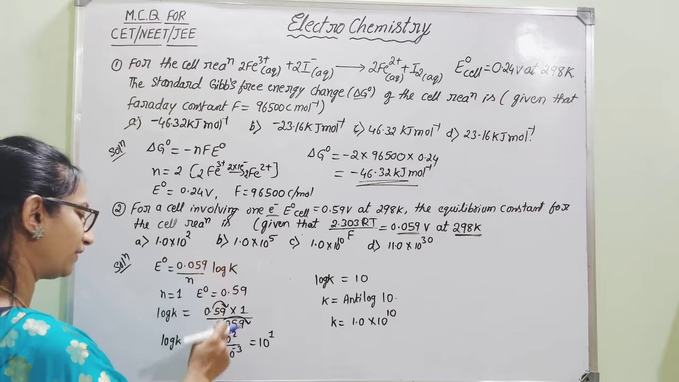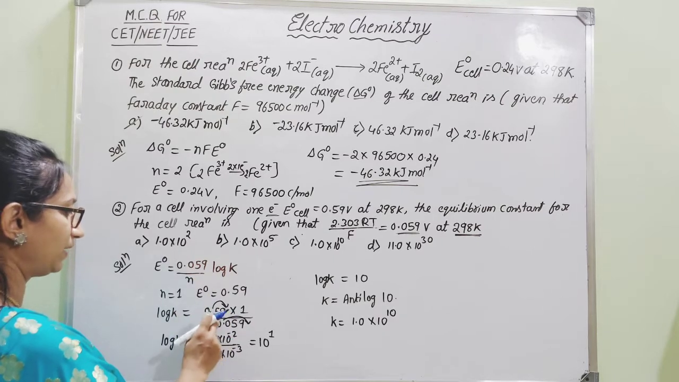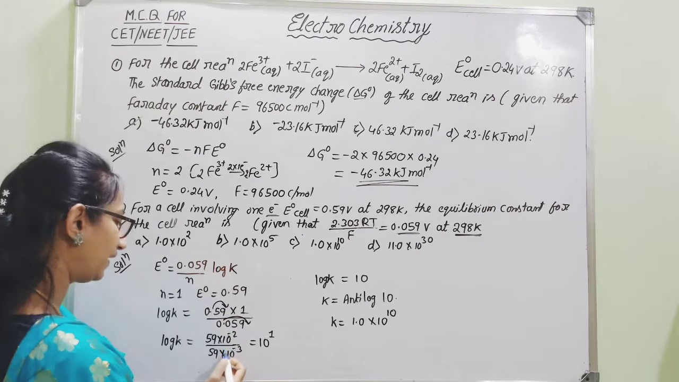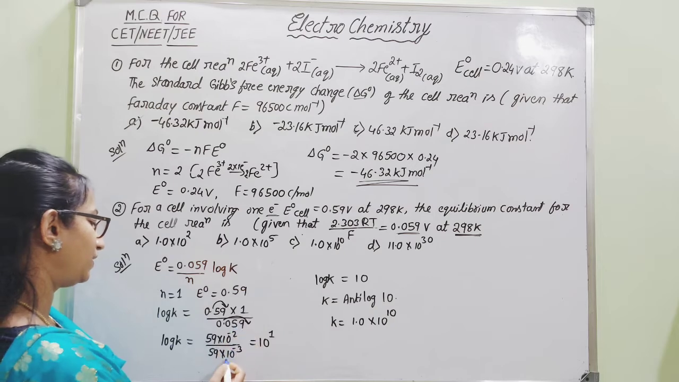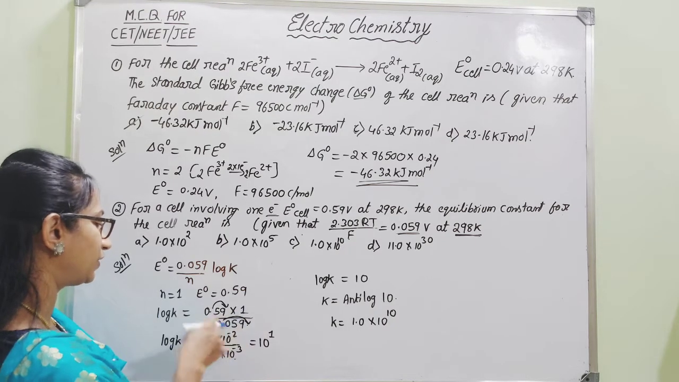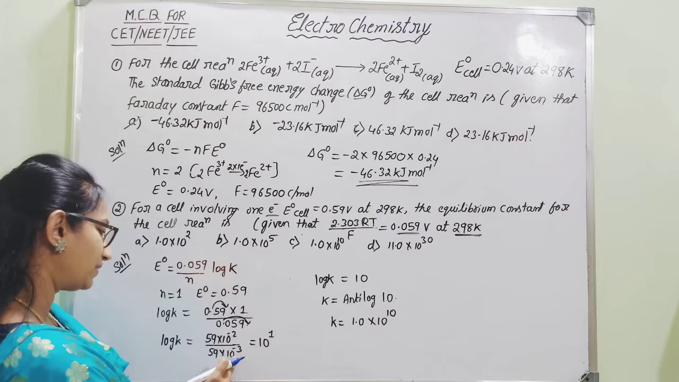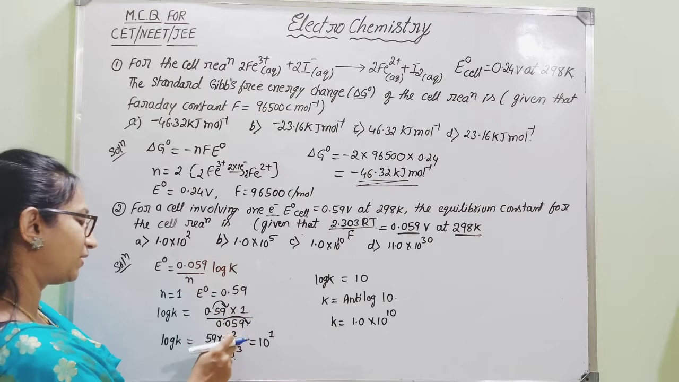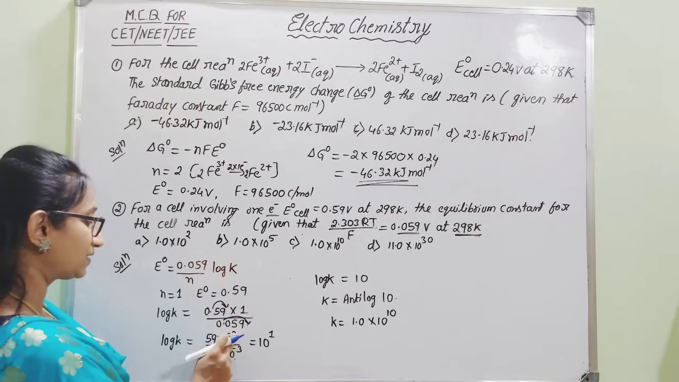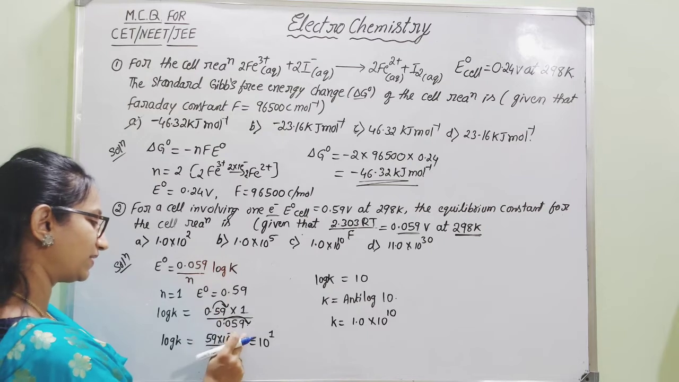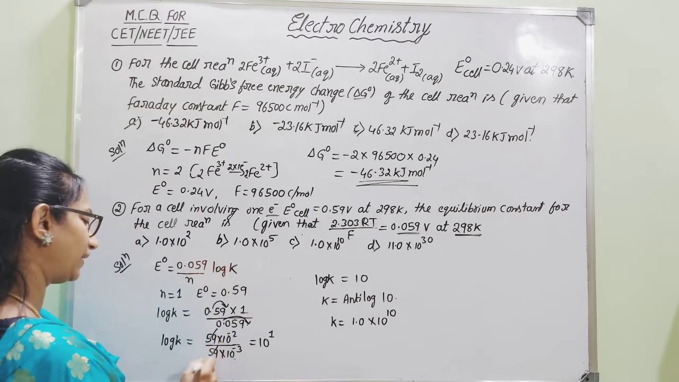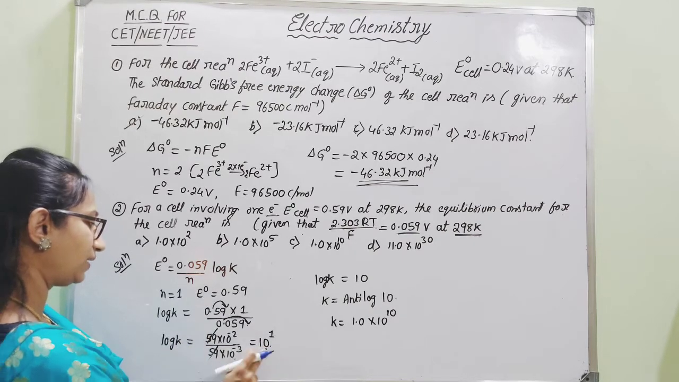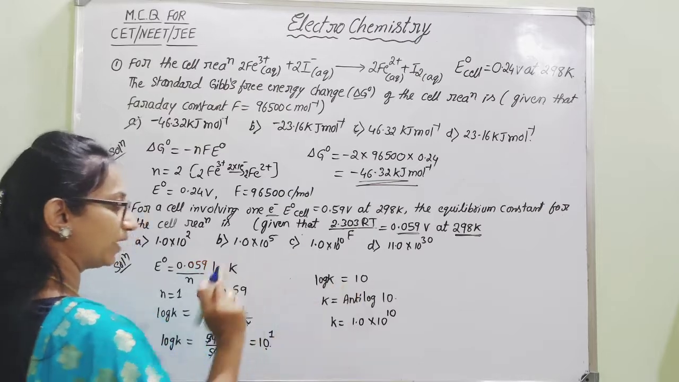Shifting the point in the forward direction, you get a negative power. How many numbers are you shifting? Two numbers. Therefore, 59 into 10 power minus 2 divided by 59 into 10 power, 3 numbers you are shifting to the right hand side, hence 10 power minus 3. If you shift 10 power minus 3 to the numerator, it becomes plus 3. So plus 3 minus 2 is 1, that is 10 power plus 1. Therefore 59 will get cancelled, and you end up with 10 power 1. Now log K is equal to 10 power 1.